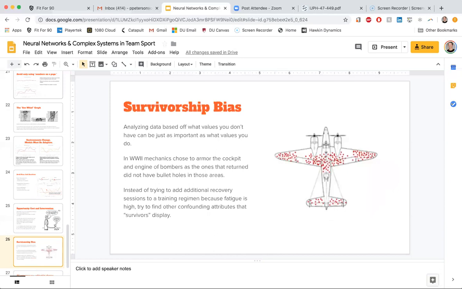Another bias that you need to be aware of would be survivorship bias. We all know of this one by now. So you've got to analyze data based off not only what values you do have, but what you don't have, because it's just as important.